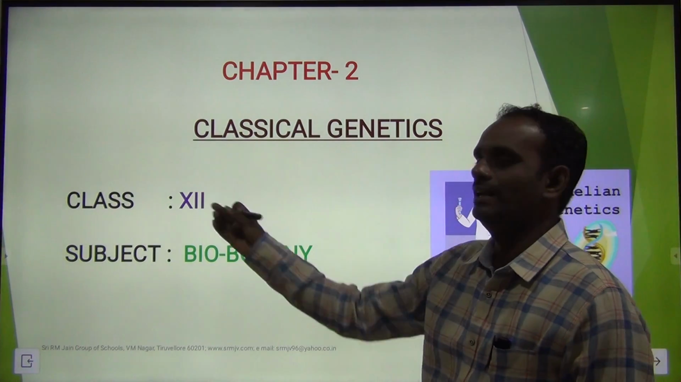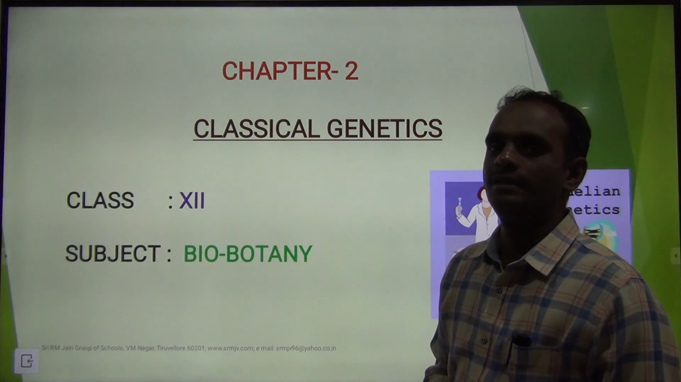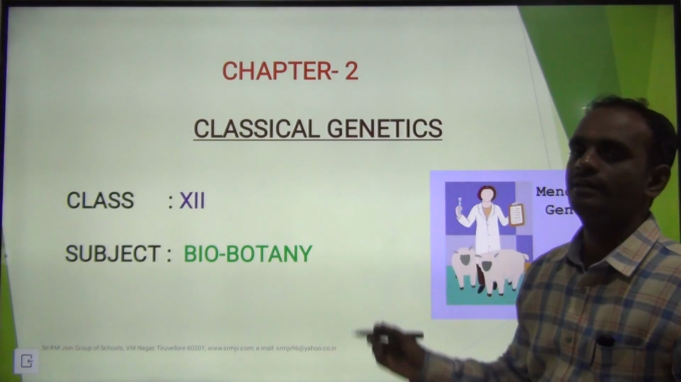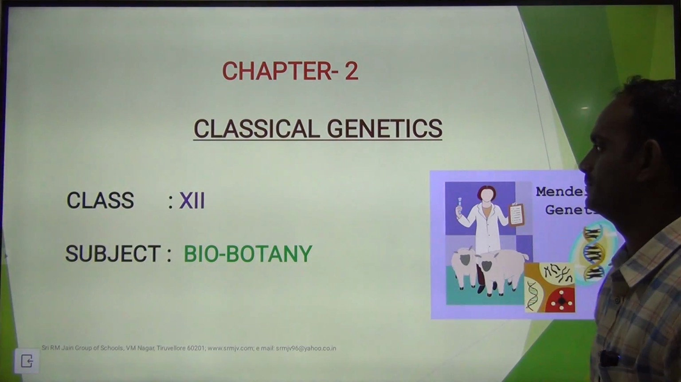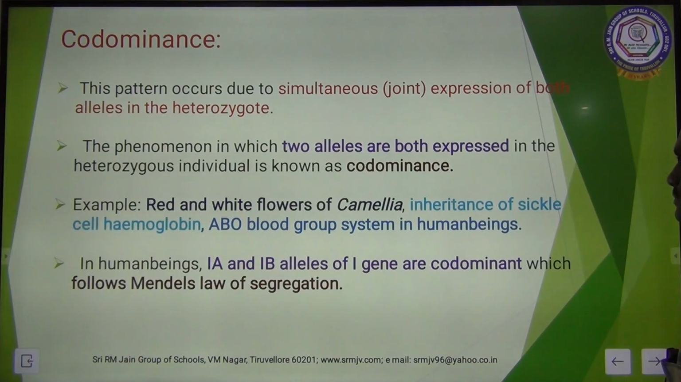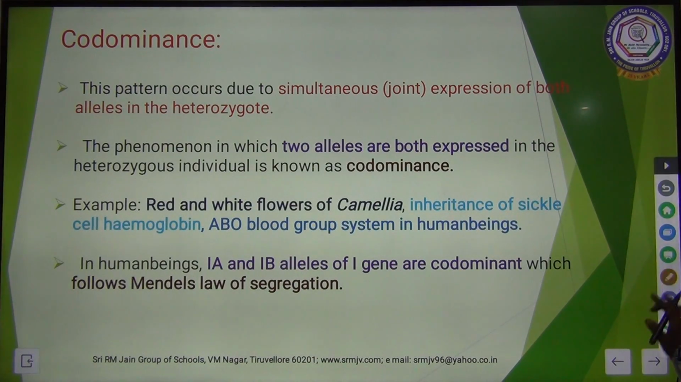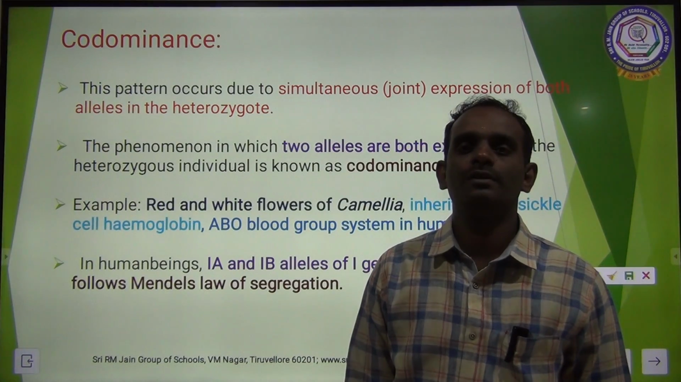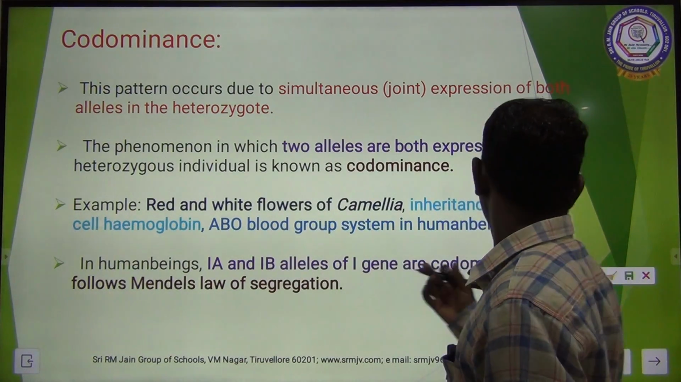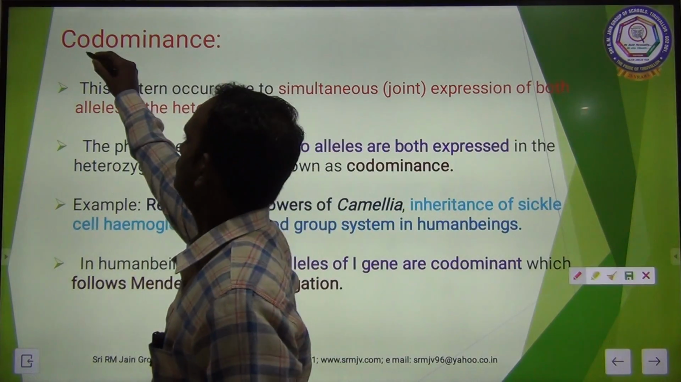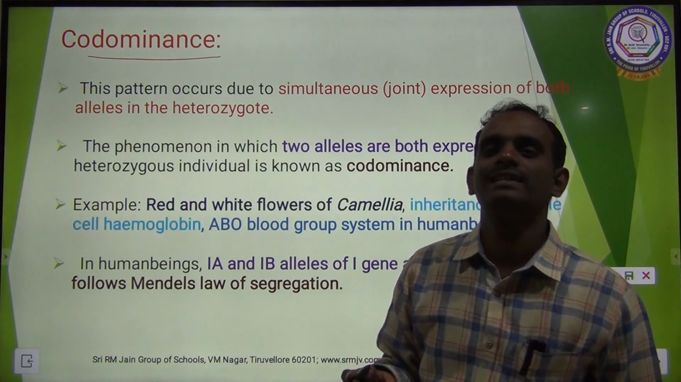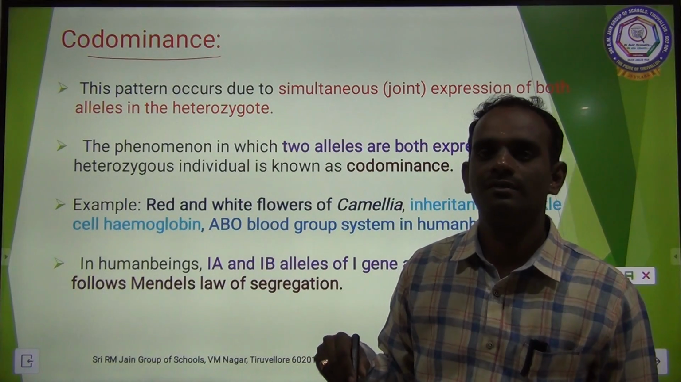For class 12, subject Biobotany, chapter 2, the name of the chapter is Classical Genetics. Today, we are going to discuss codominance. The name itself, you can easily understand the concept.